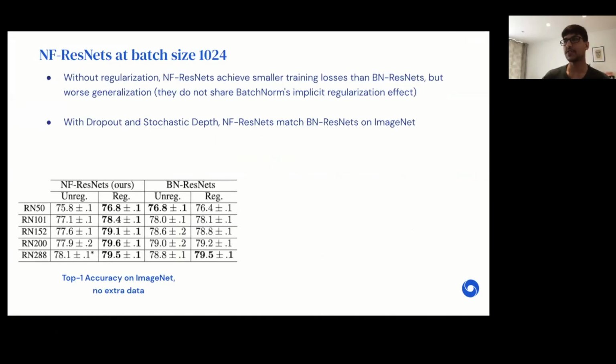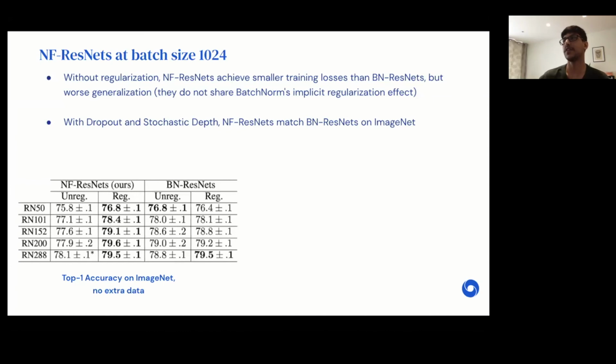So using this NF strategy, we took out batch normalization from the standard ResNet models, put in this NF strategy, and compared our results. And we see that, without any additional explicit regularization, NF ResNets achieve smaller training losses than batch norm ResNets, but have slightly worse generalization performance. And this is because they do not share batch norm's implicit regularization effect.